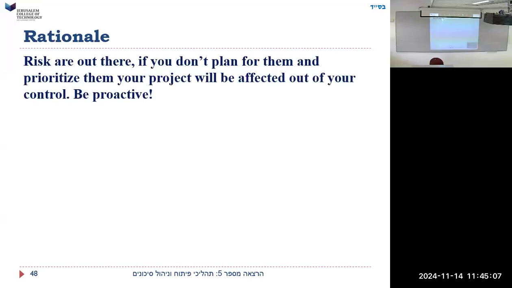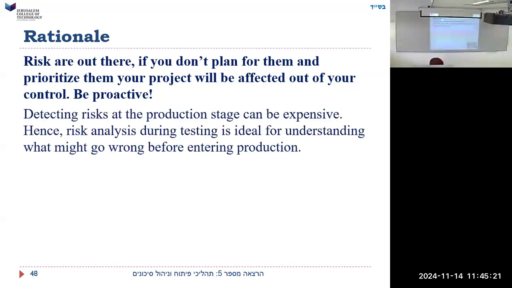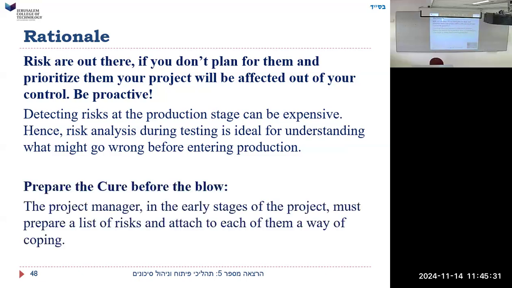The rationale for this, risks are out there. If you don't plan for them and prioritize them, your project will be affected out of your control. Be proactive. In other words, things might happen, think about it and decide ahead of time what you're going to do. Detecting risk at the production stage can be expensive. Hence, risk analysis during testing is ideal for understanding what might go wrong before entering actual production. Prepare the cure before the blow.